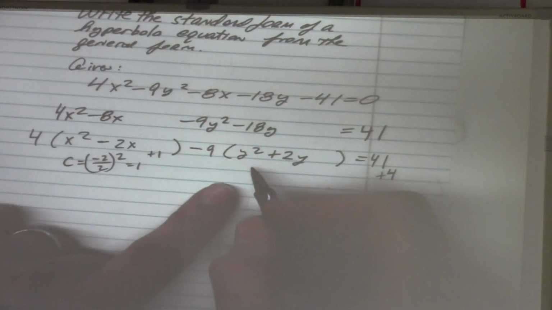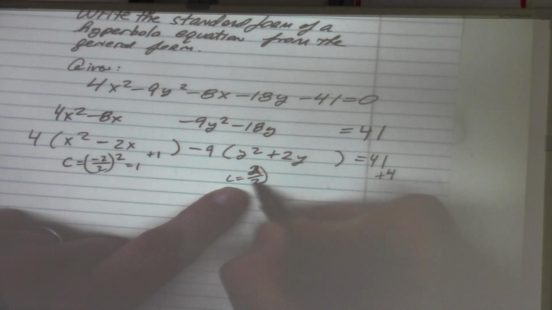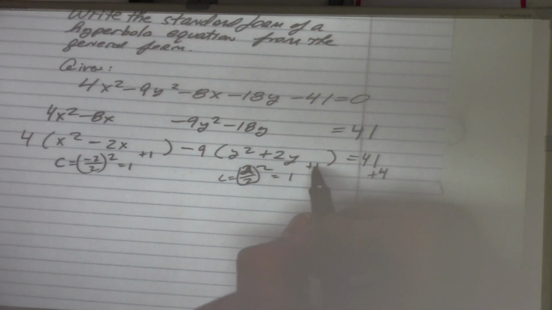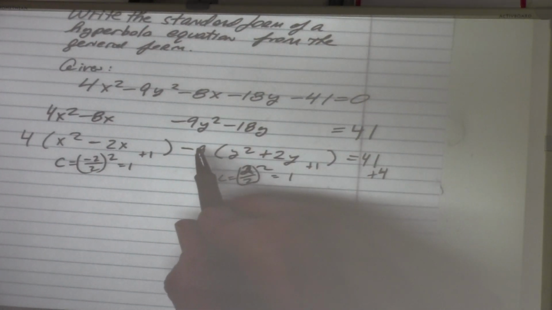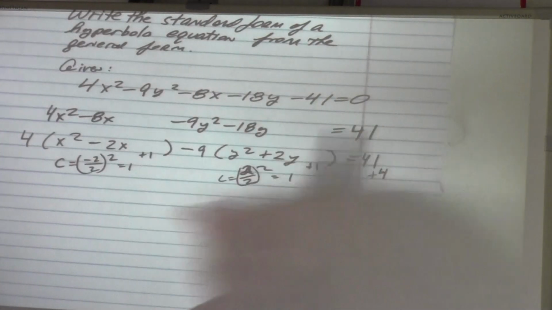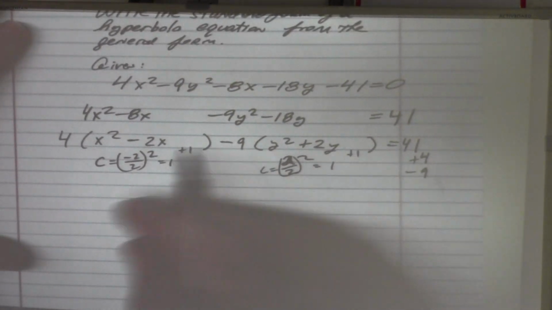We're going to do the same kind of thing here, where we take b, which is 2, divided by 2, squared, which is 1. 1 squared is 1. So we're going to add 1 here. But this isn't really a 1. You have to multiply it by the negative 9. So really we're adding a negative 9 here. So if we're putting a negative 9 on this side, we have to put a negative 9 on this side. Now we can clean it up.